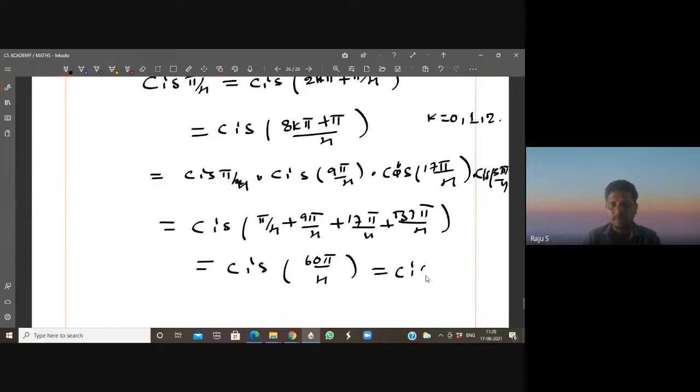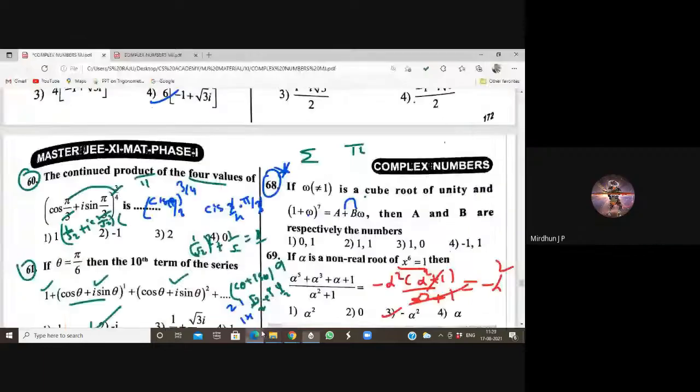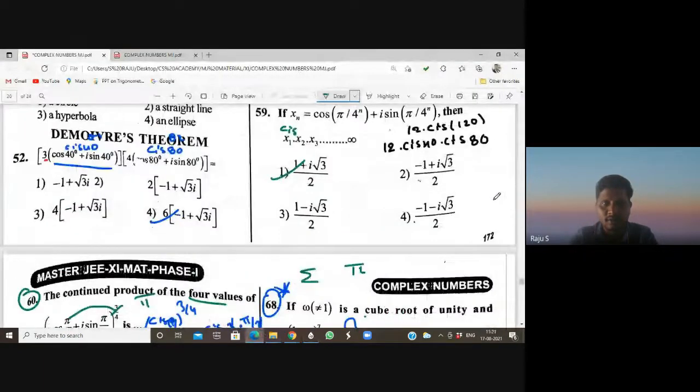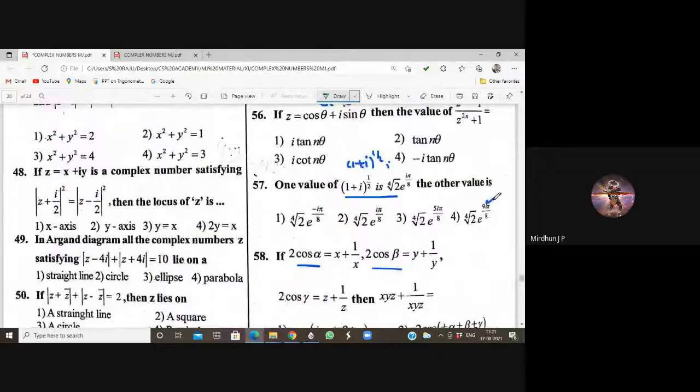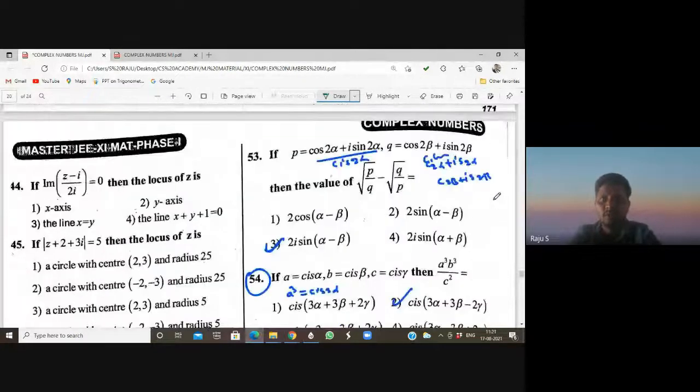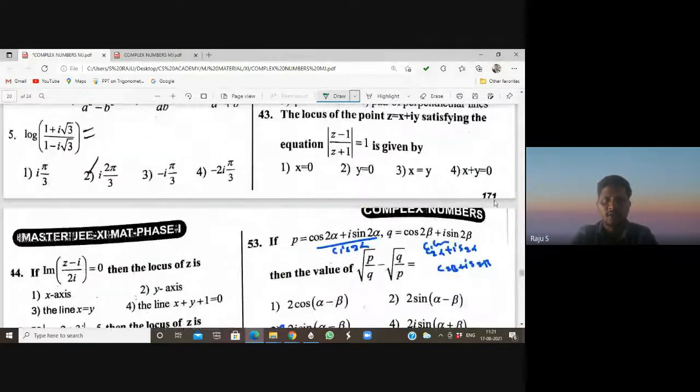What is cis 15 pi? So cos 15 pi plus iota sine 15 pi. One only we will get. Surely one only we will get. Sir, 1 plus i into 0, so 1. One only we will get.